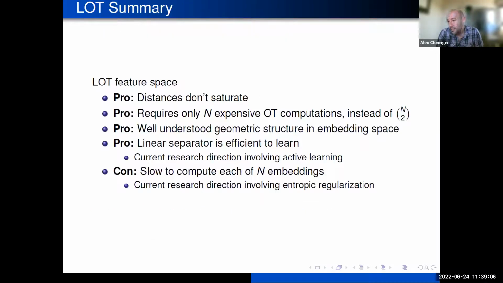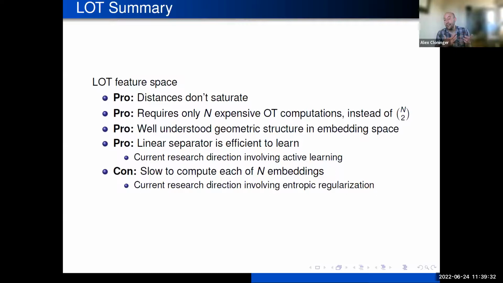So this is one direction of research that I've been taking recently. We have these nice pros about how distances reflect optimal transport. You don't have to choose two distances. We understand the distances in the embedding space. Learning classifiers is easy. So now we're working on active learning of these classifiers.